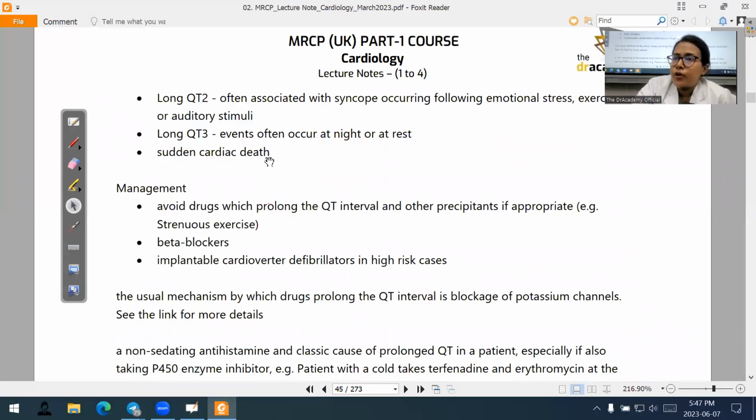For example, avoid the drugs that can cause long QT. Like, give me the name of the antibiotic, Dr. Kabir. Erythromycin, very good. Any medication you would like to add on to that? Terfenadine, an antihistamine. Okay.